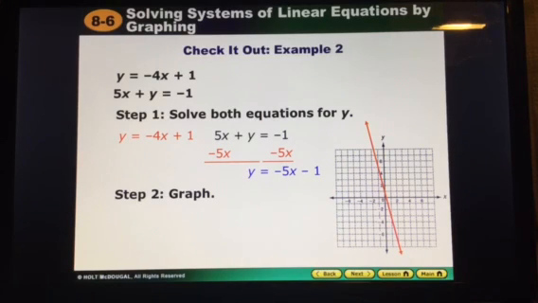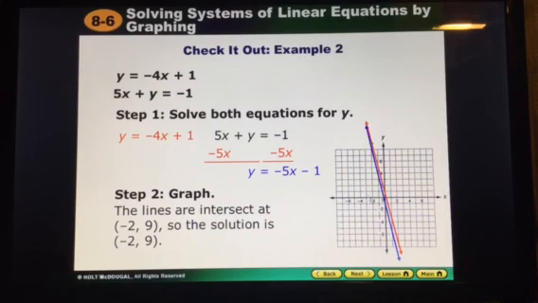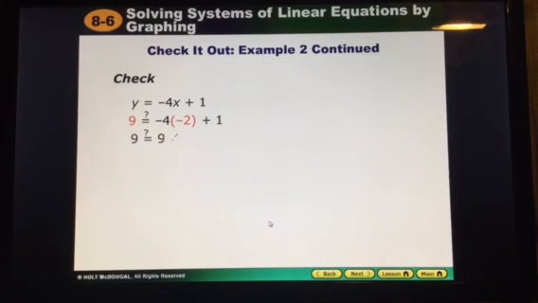And then for the other one, we're going to go to -1 on the y, and we could go up 5 and left 1, up 5 and left 1, or we could go down 5 and right 1. And those two lines will intersect up here, kind of hard to see, but they will intersect at -2 on the x and 9 on the y right here, I'm sorry. And so if we plug those in and check them, they work as well. All right.